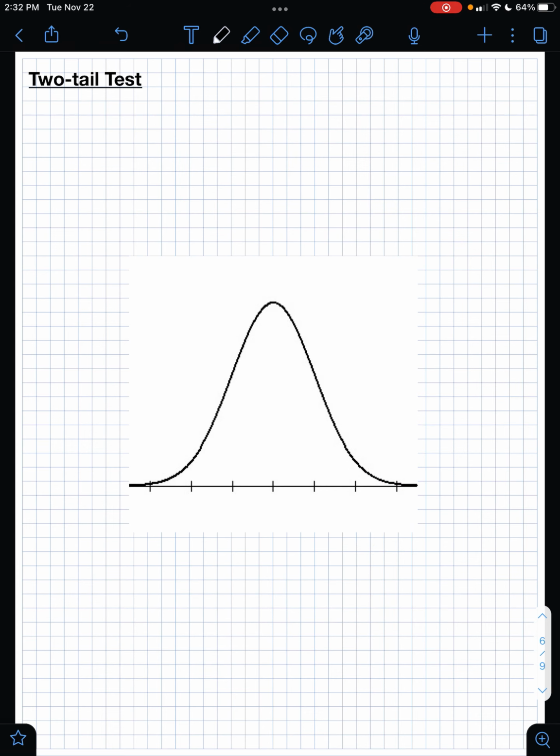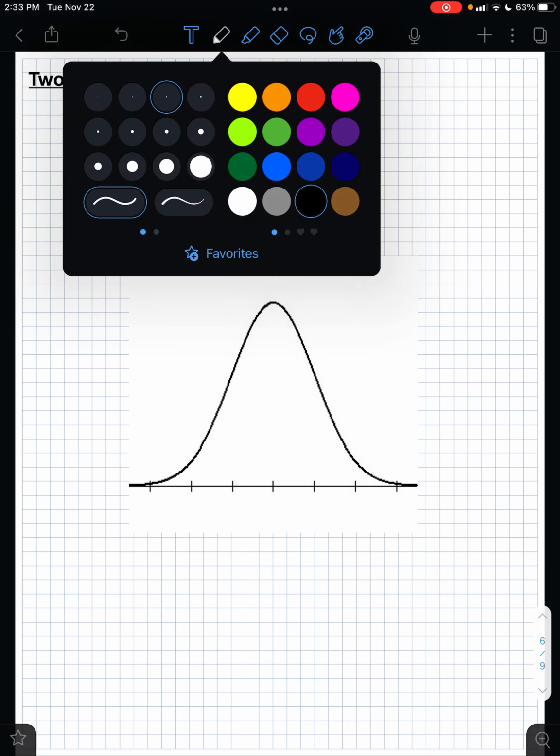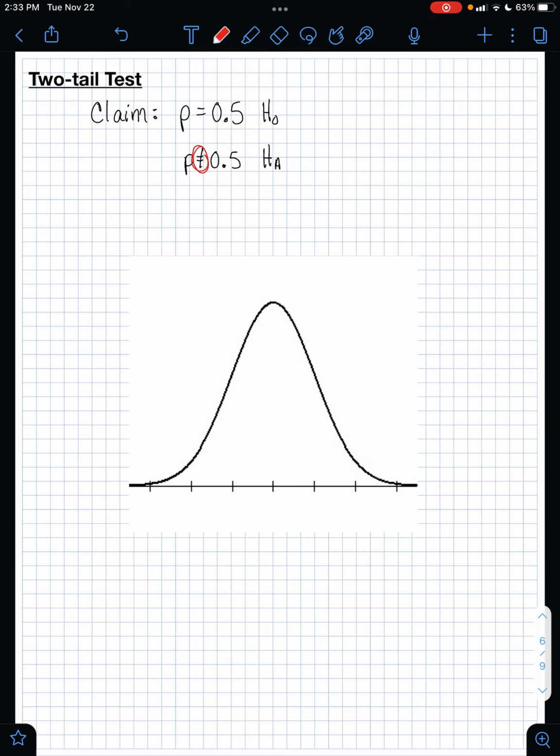The last situation then is a two-tail test. A two-tail test occurs when we have a not equal to symbol in H sub A. So suppose we have the claim that our proportion is equal to 0.5. That's our null hypothesis, because of the statement of equality. Our alternative hypothesis then is p is not equal to 0.5. That not equal symbol indicates a two-tail test.